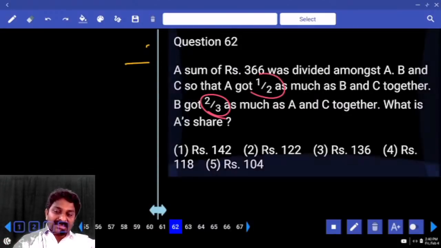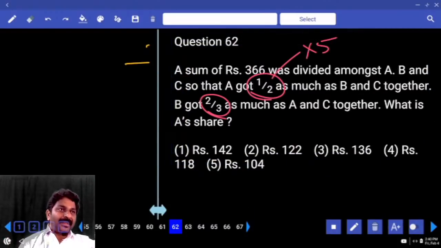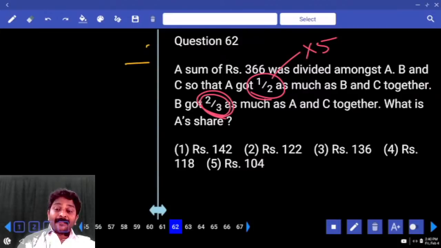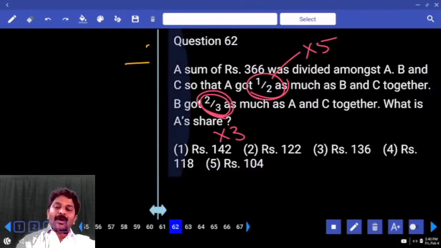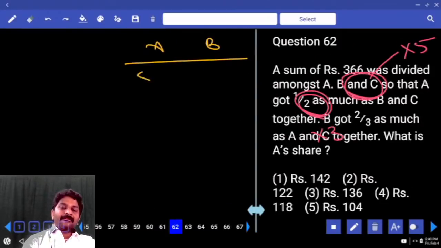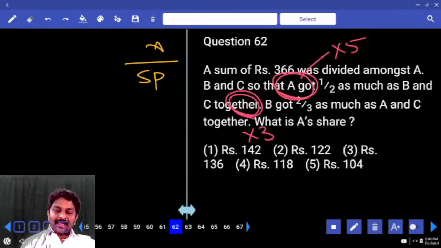So what I do is, the first ratio, the first fraction, multiplied by 5. 3 into 5, 15. Clear? Then the second fraction is multiplied by 3. Now 1 by 2 into 5, that becomes 5 by 10. Correct. A belongs to the numerator, which is equal to, come on, 5 parts. Now B and C together must be equal to 10, right? Okay, keep it as it is.